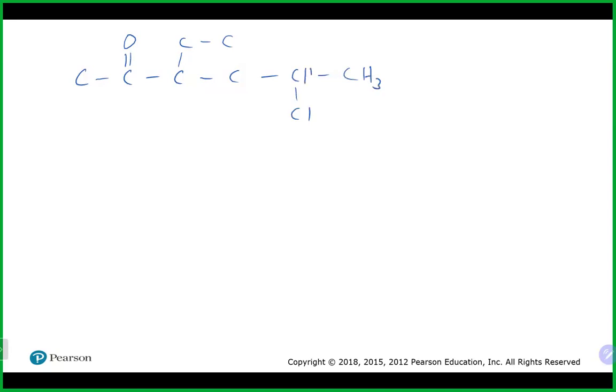I don't really know what I'm drawing. I feel like I'm just drawing carbons. Could be. Let's hope for the best. We'll see.